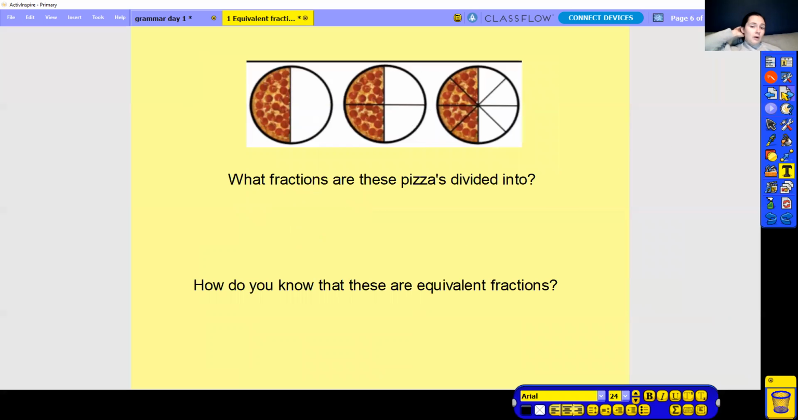Question then. So what fractions are these pizzas divided into, and how do you know that these are equivalent fractions? So we've gone through quite a few examples together. So what I would like you to do is pause this video, and have a little go at doing these questions. So pause the video and have a go at these 2 questions here.